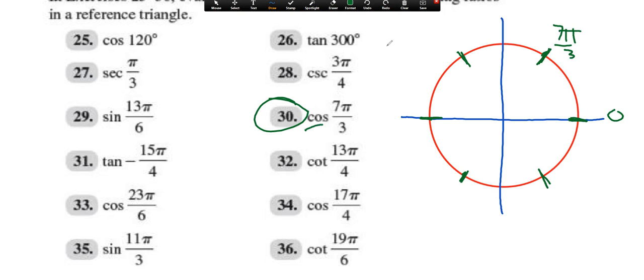Are they asking me for an x value, a y value, or a slope? They're asking for the x value, right? So, what do you think it is? Do you think it's 1/2? Do you think it's radical 2 over 2? Do you think it's radical 3 over 2? Or do you think it's the farthest one to the right, 1?